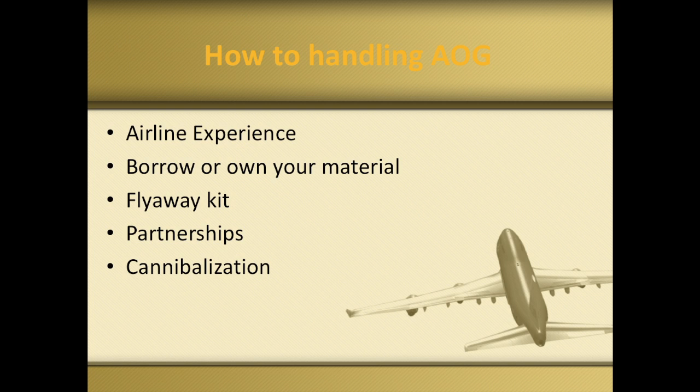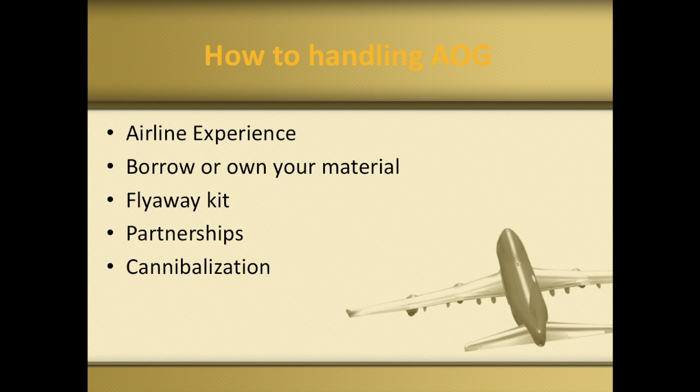Second, borrow or own your materials. After that, you determine what aircraft parts you need and where they need to be. It's now time to allocate your resources, or as it's called, money, to the right strategy. The most important decision you will make is whether you own or borrow your material and how you will transport them in case of emergency.